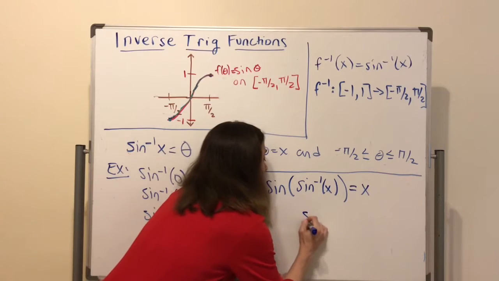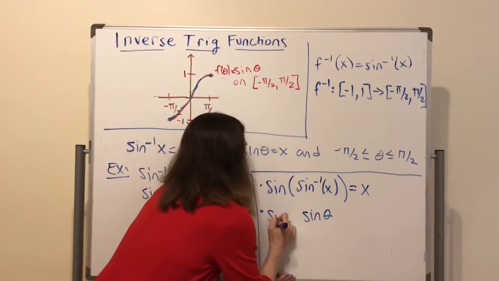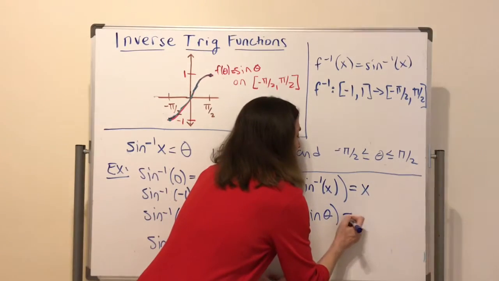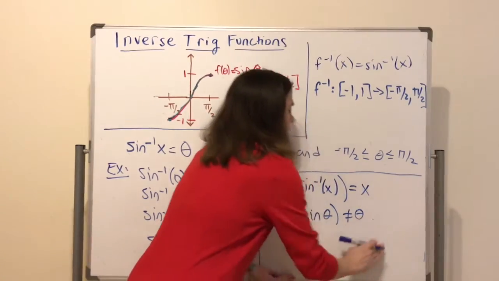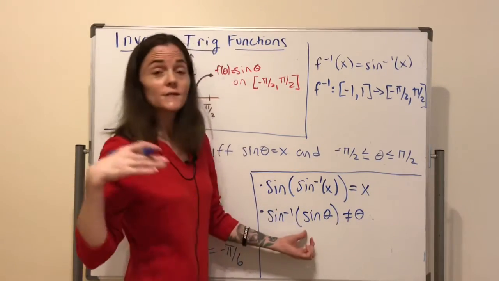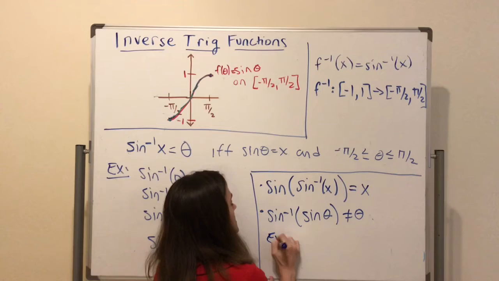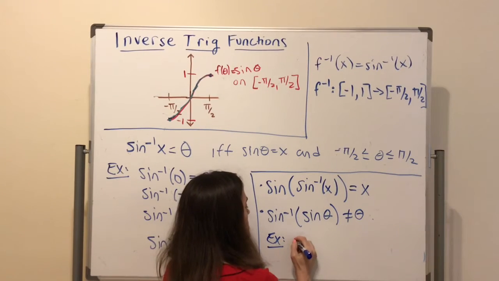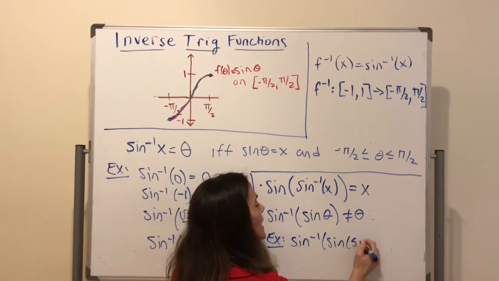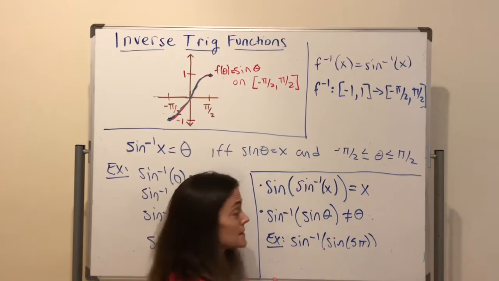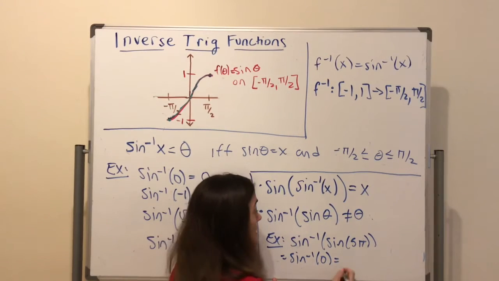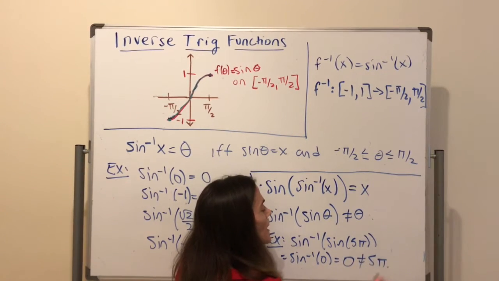On the other hand, if we first take the sine of theta and then take sine inverse, this is not necessarily equal to theta if you take theta to be on sine's natural domain. So this is not something that holds in general. A quick example: if we take sine inverse of sine of 5 pi, well, sine of 5 pi is 0, so this would be sine inverse of 0, which is 0, not equal to 5 pi.